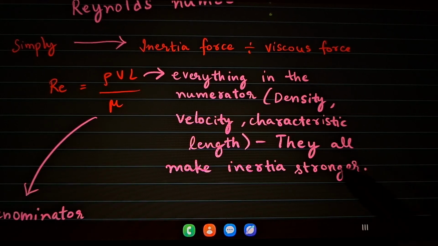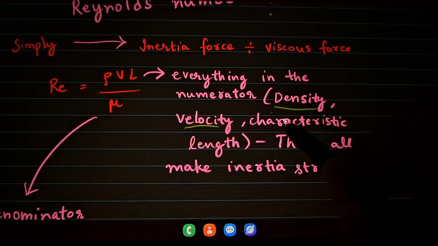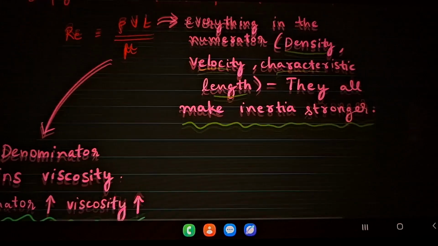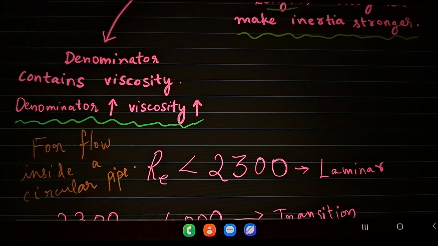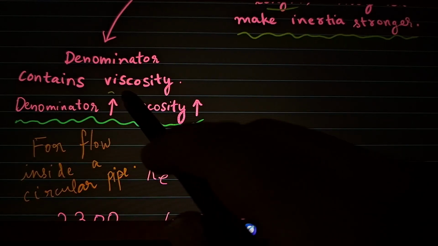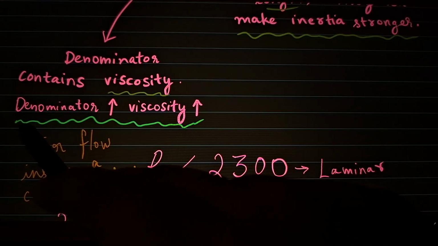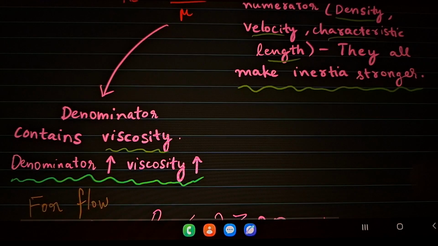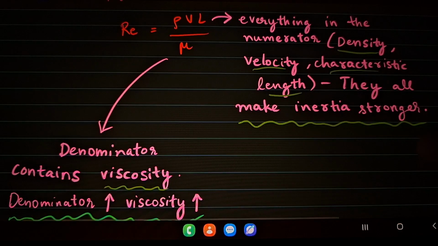Everything in the numerator, if you see, the density, velocity, characteristic length, all of these, they make inertia stronger. So if the numerator increases, the inertia increases and the fluid's flow becomes turbulent. On the other hand, in the denominator, we have mu, which is the viscosity. And if viscosity increases, the flow becomes smooth and it's going to go towards laminar flow. So if the numerator is going to increase, the flow is going to become turbulent, and if denominator increases, the flow is going to become laminar.